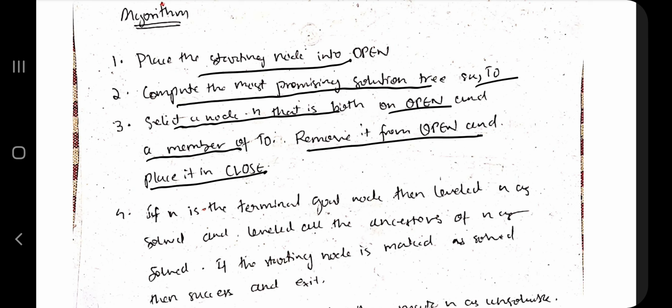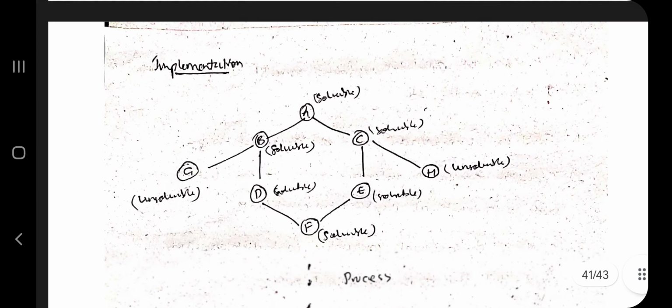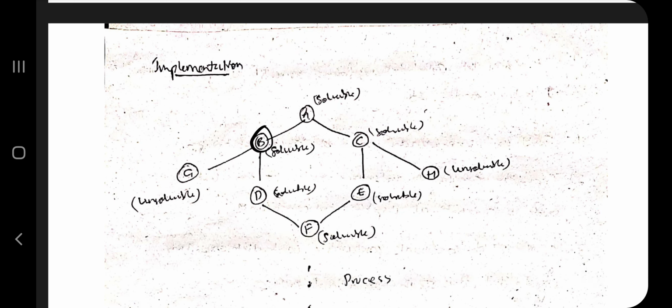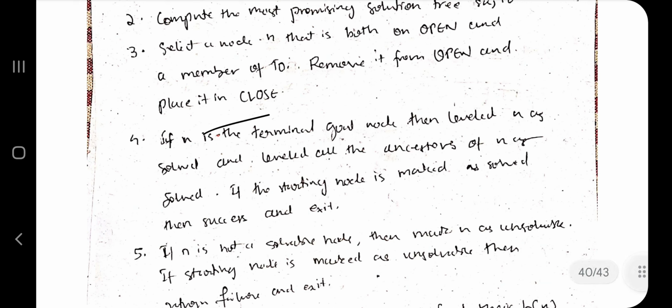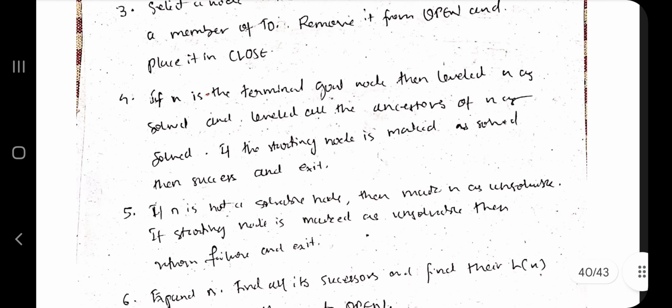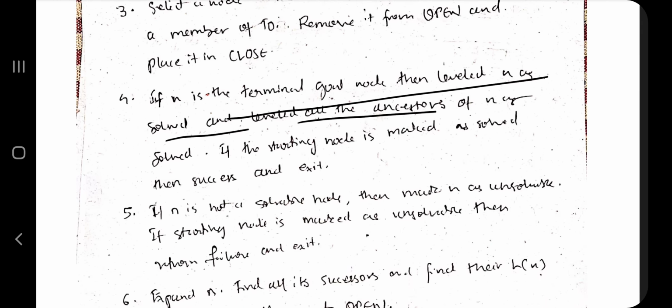Why are we placing it in closed? For example, if you are choosing B from A, B is solvable, then we choose G, which is unsolvable. So G, whenever we get it as unsolvable, that should be placed in the closed list. That's why we are placing it in closed. If N is the terminal node, then label N as solved and the ancestor of N as solved. If the starting node is matched, then label it as success and exit. If you get the starting node as the goal node, give success. If you get the terminal node as the success, then output that as the success.